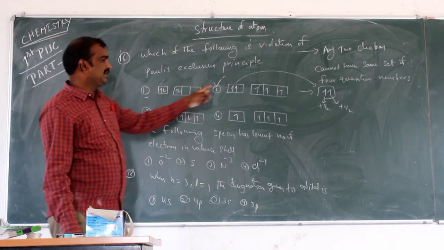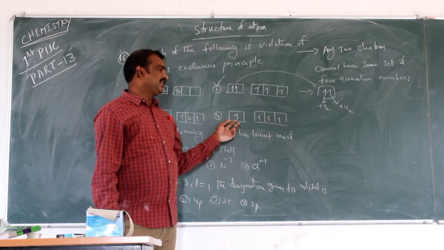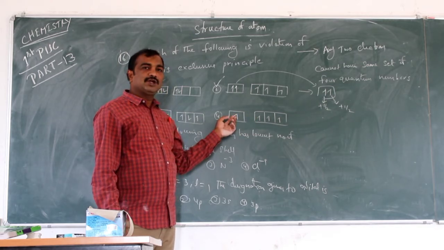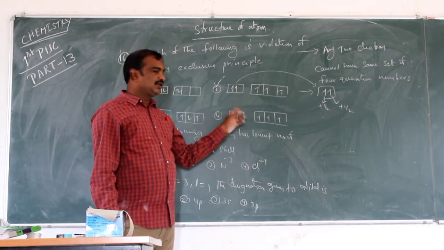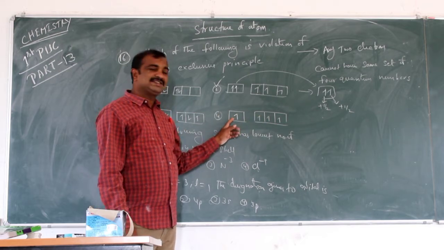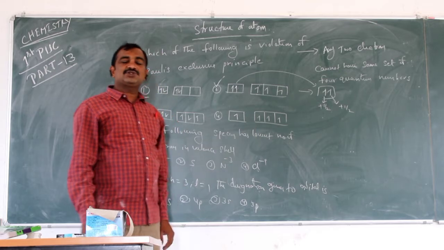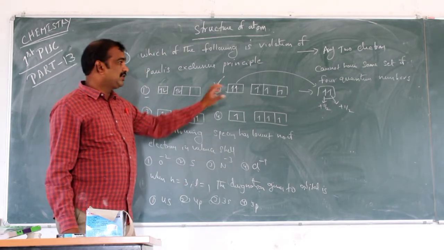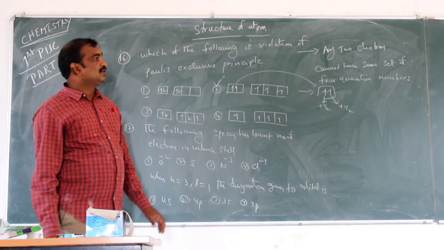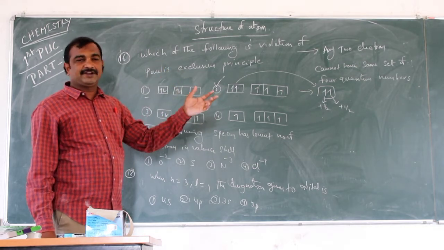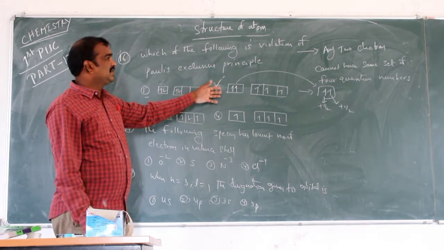Next, when you go to the third option, it is different. Here different, here same. What about this one, 2s, or 3s? It is s, it is p. Yes, l is equal to 0. For p, l is equal to 1. Different. But what about here? Same. According to the definition, it should be different. But here, same.